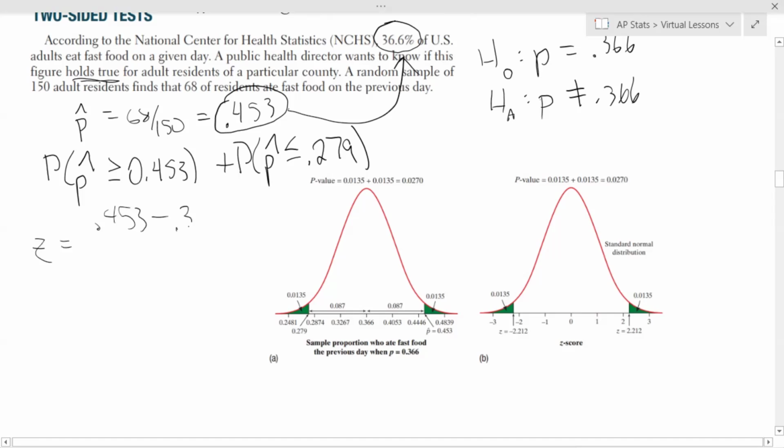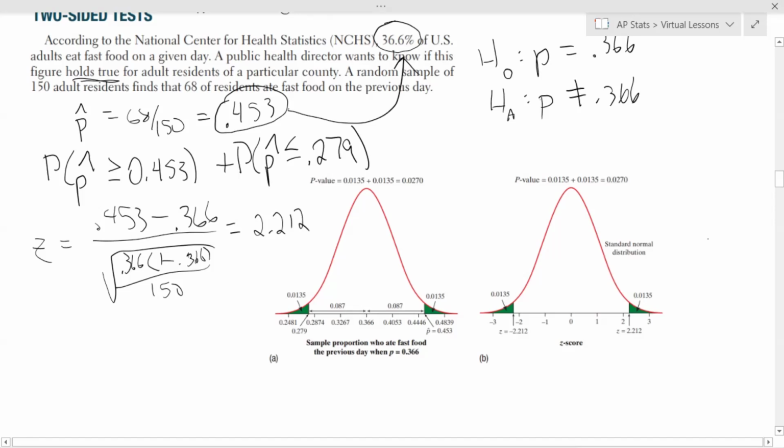So to test the null versus the alternative with this particular p hat, we would have z equals 0.453 minus 0.366 over the square root of 0.366 times 1 minus 0.366 all over 150, our sample size. And this is going to give you about 2.212.